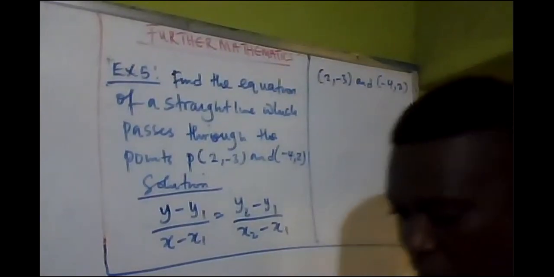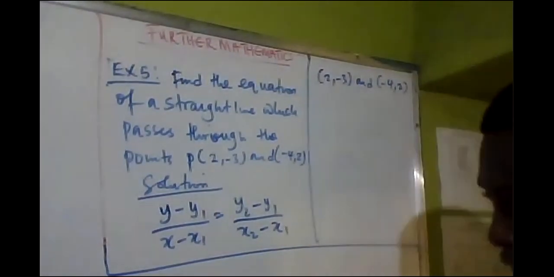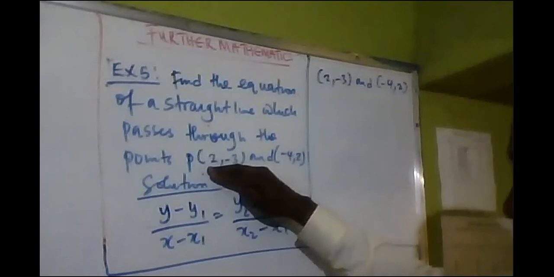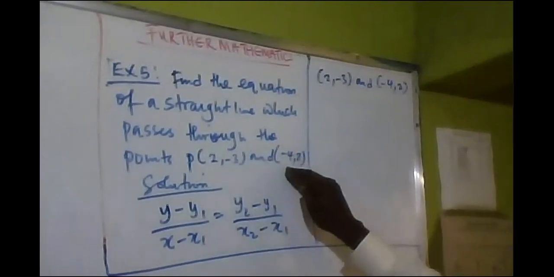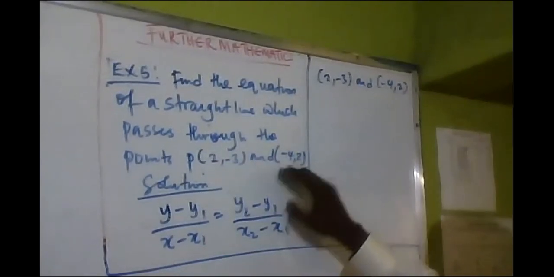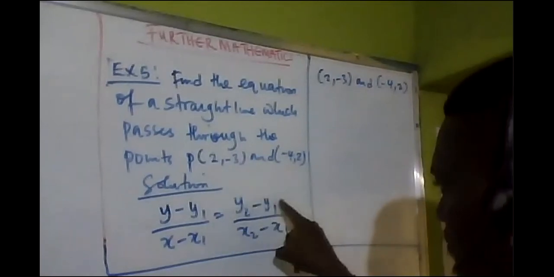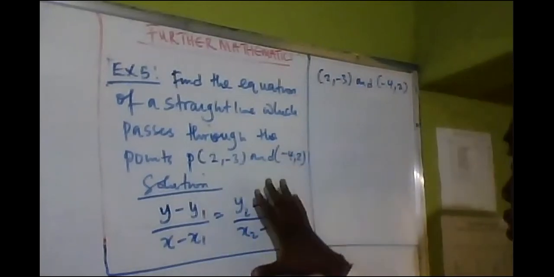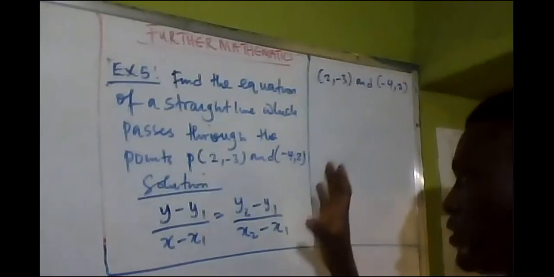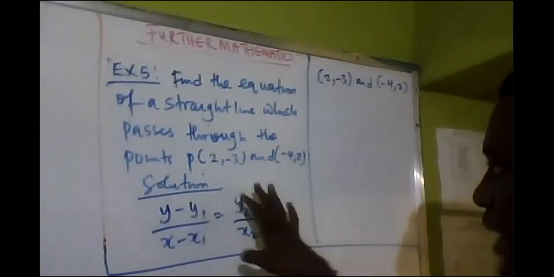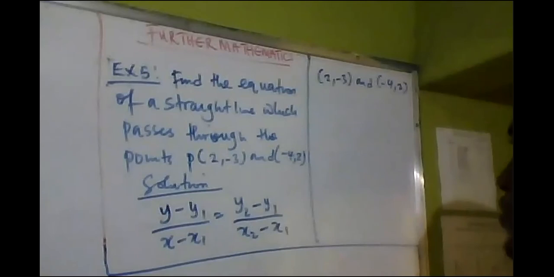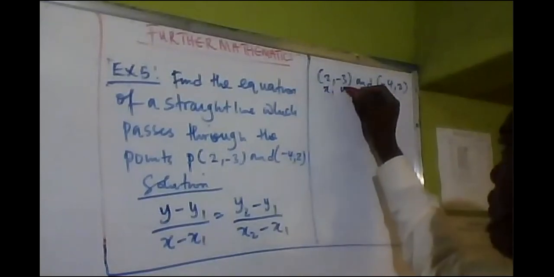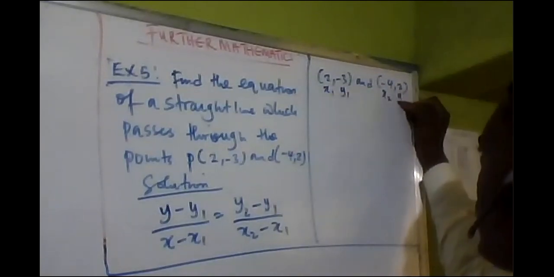Now you might want to ask, what's the difference between this first question and the second one? The first question, only 1 point was given to you and gradient. Now 2 points have been given to you and you can get gradient from 2 points. This part is your gradient. y2 minus y1 over x2 minus x1 is actually your gradient. So sometimes you can solve for gradient, then say this formula equal to m, or you just use it directly. So this is x1, y1 as usual, x2, y2.